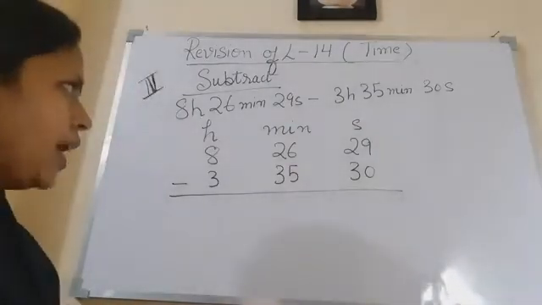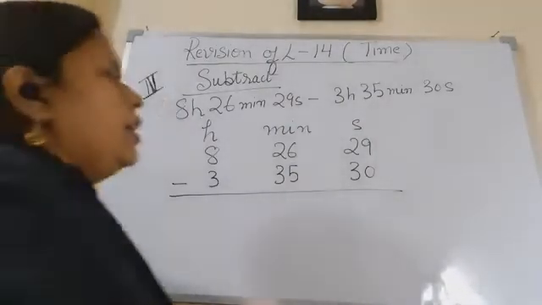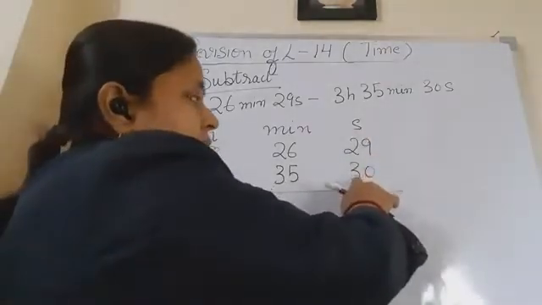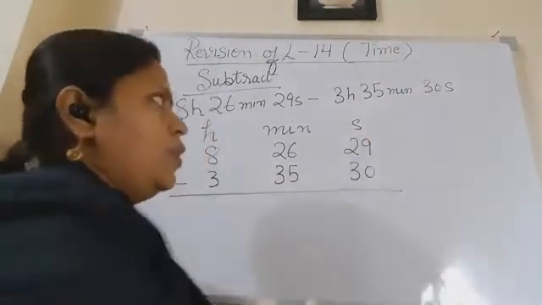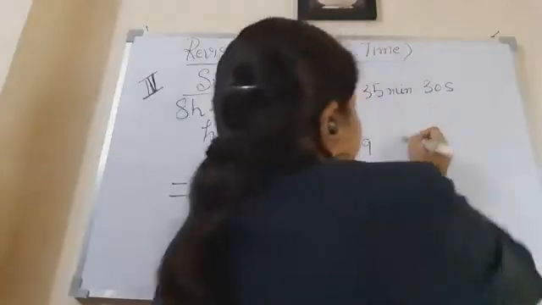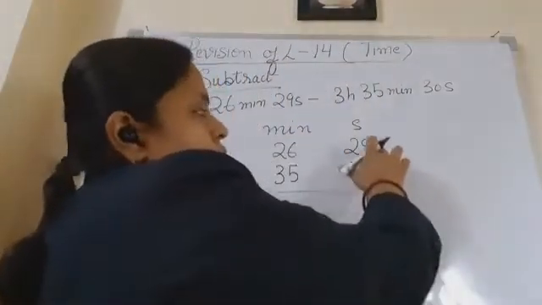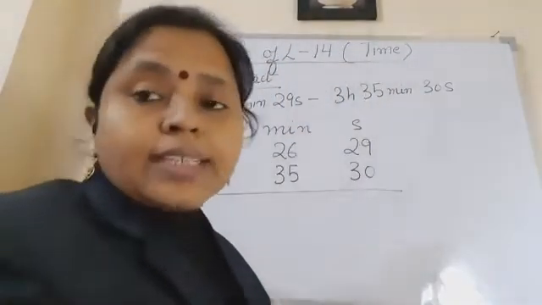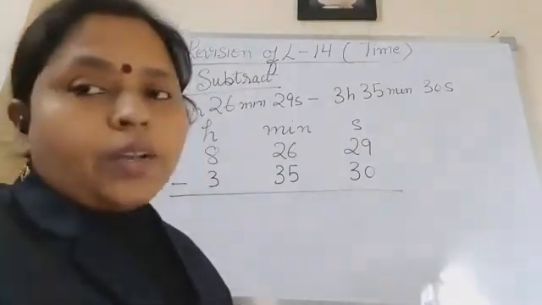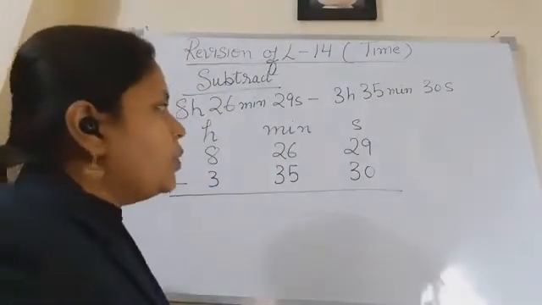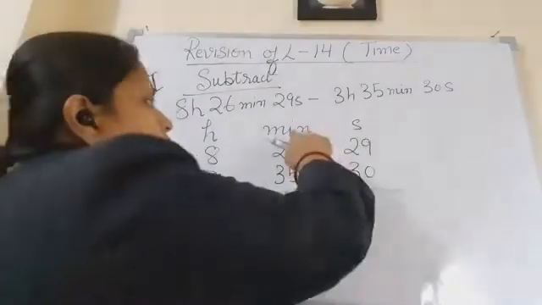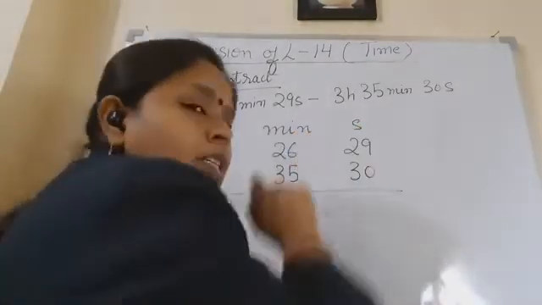So we have to subtract. Now children, can we subtract 30 seconds from 29 seconds? Well, we cannot subtract the larger value from the smaller value. 29 seconds is smaller than 30 seconds, so we cannot subtract it. So what will we do? We have to borrow 1 minute from the minute column.